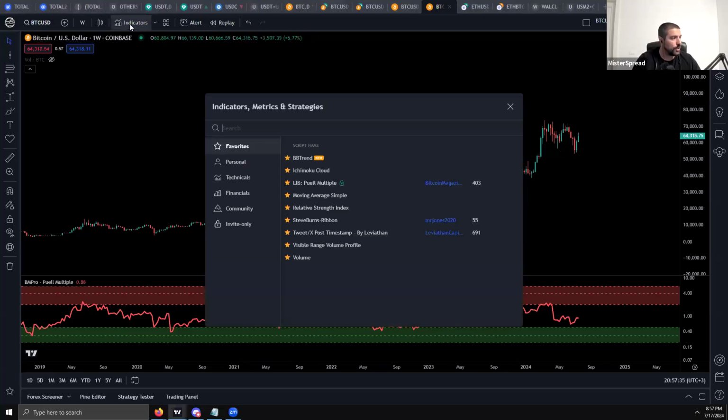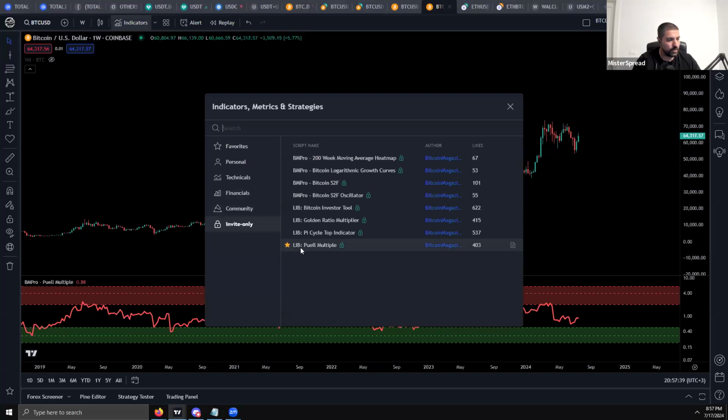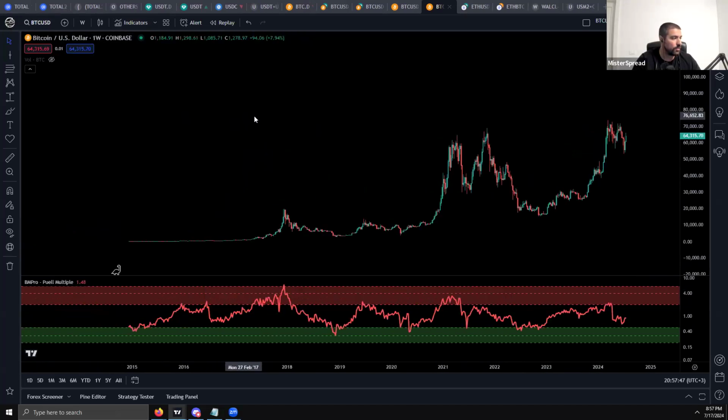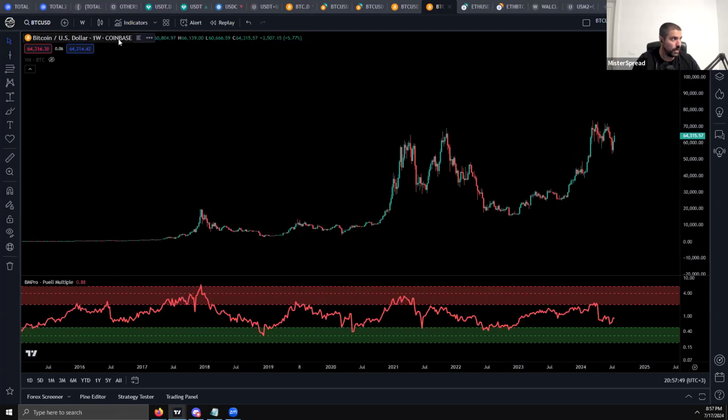Let's share the screen. Right. You're gonna go to indicators. You're gonna go to invite only, and you're gonna see lib. Right. Puell Multiple. You click it, and it's gonna appear here. All right. I used it for BTC USD, not USDT, because I wanted to see it from the beginning on the Coinbase chart, as you can see here.